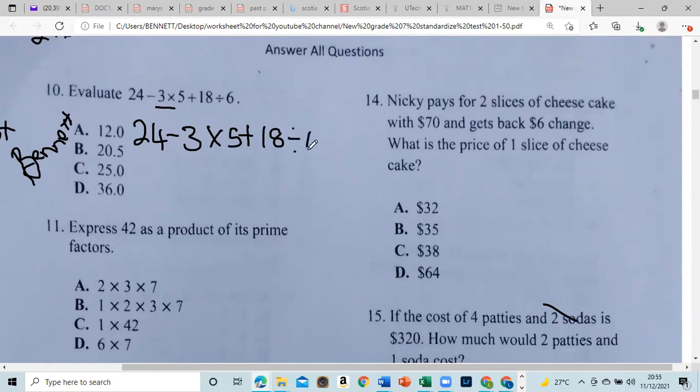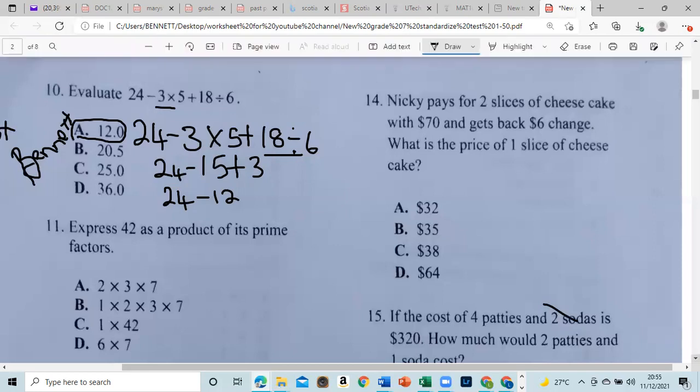Alright, so we have to do the multiplication. So 3 times 5 is 15. We can just put back the rest, so it's 24 minus 15, and then we divide. So it's multiplication, division. 18 divided by 6 leaves 3. Alright, so we can add first. So this is a negative 15, so it would leave negative 12. So it's 24 minus 12. And 24 minus 12 will leave us with 12. So our answer is A.